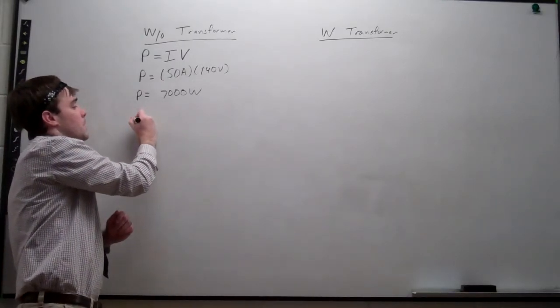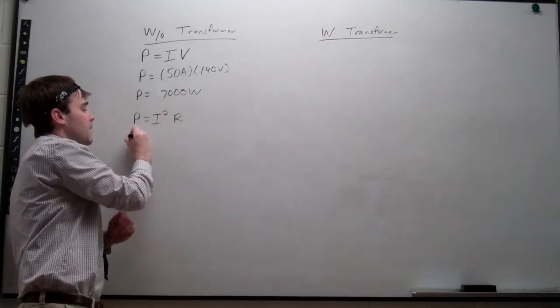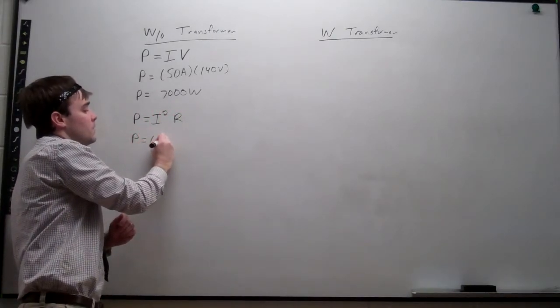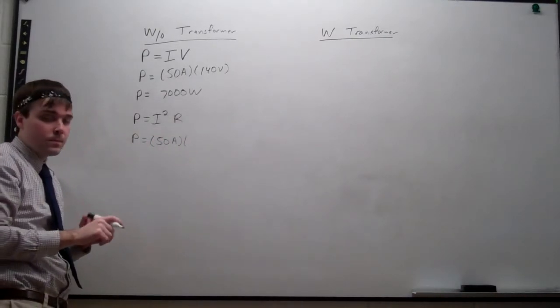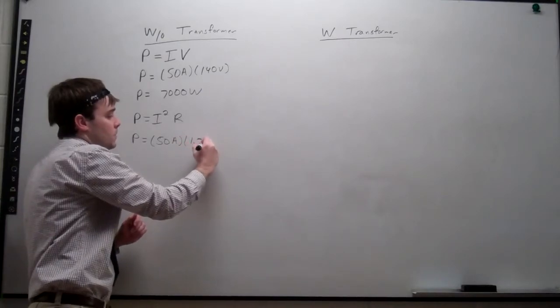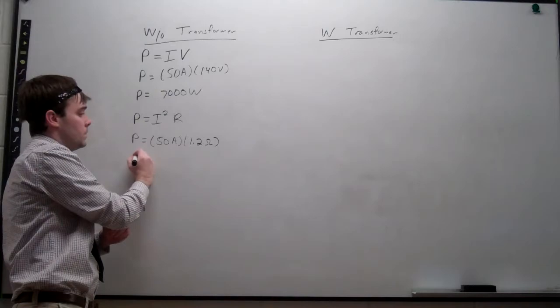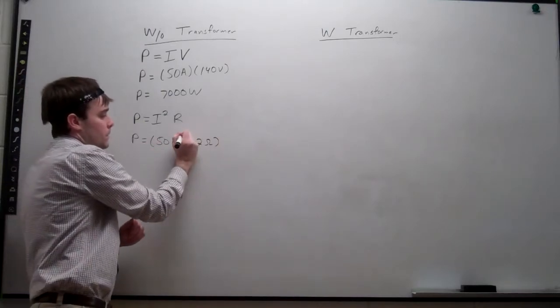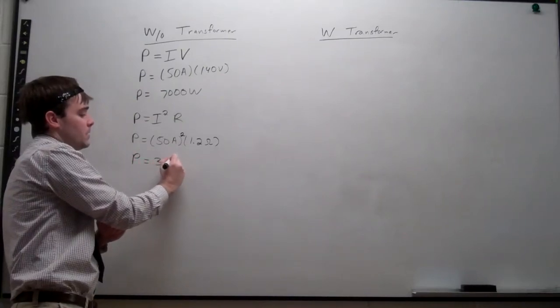Now we do P equals I squared R to find the power lost. So power equals 50 amps. And what's the resistance? 1.2 ohms. Oh, 50 amps squared. So the power equals 3,000, is that right? Yeah.